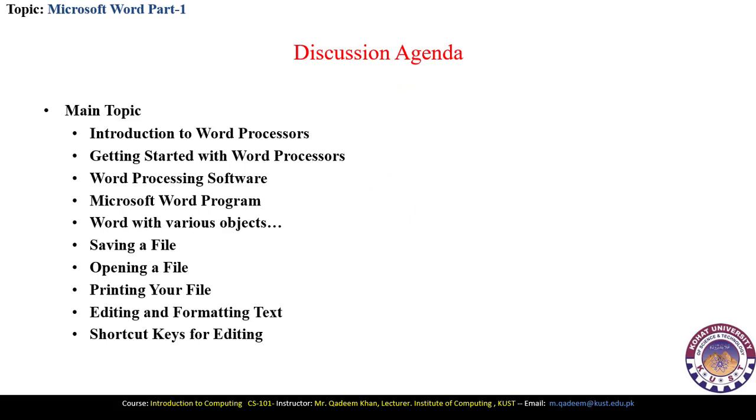This is the discussion agenda. It contains the topics of introduction to the word processor. Then we have getting started with word processors and word processing software. Here we will introduce Microsoft Word. Then we have Microsoft Word programs, working with various objects. What are the different objects of the Word program? Saving a file, opening a file, printing your files, and editing and formatting the text files. And at the end, we have the shortcut keys for editing as well.